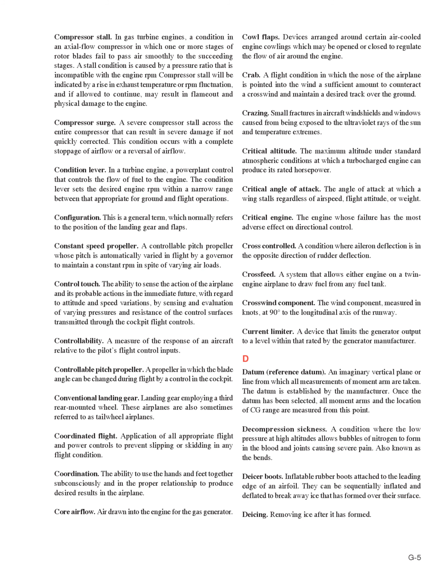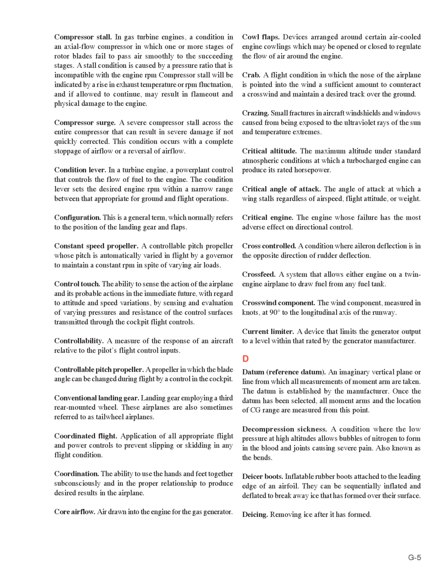Condition lever. In a turbine engine, a power plant control that controls the flow of fuel to the engine. The condition lever sets the desired engine RPM within a narrow range between that appropriate for ground and flight operations. Cowl flaps. Devices arranged around certain air-cooled engine cowlings which may be opened or closed to regulate the flow of air around the engine. Crab. A flight condition in which the nose of the airplane is pointed into the wind a sufficient amount to counteract a crosswind and maintain a desired track over the ground.